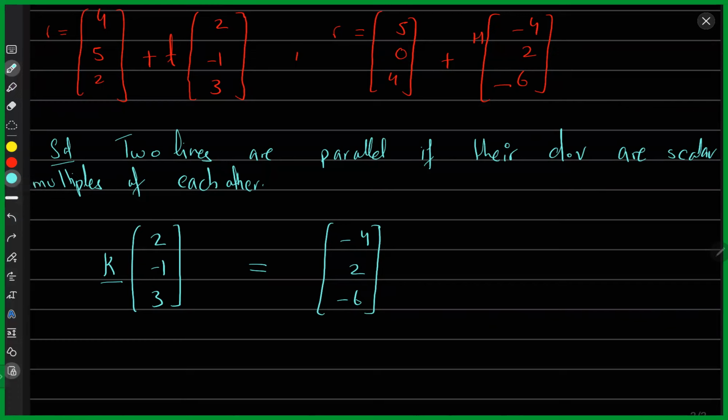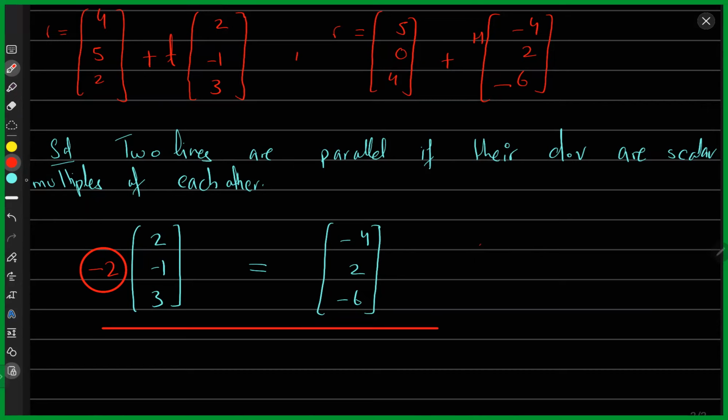I know that I would get -4 when I multiply 2 with -2. I know that I would get 2 when I multiply -1 with -2 again. And I know that I would get -6 when I multiply 3 with -2. So every time the number is the same. This means that this number is -2. So what does this imply? Since the two direction vectors are scalar multiples of each other, that is why the two lines are parallel. Okay.